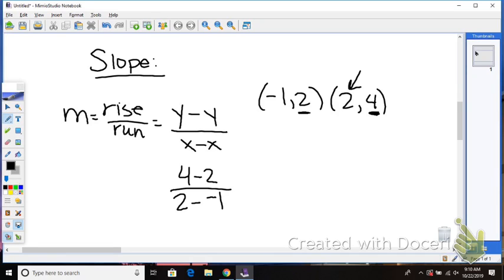So that was the whole point of the y2, y1. It was just so you would organize, so you would pick whatever y value goes first on the top, its x value goes first on the bottom. So what happens with minus and negative? Adds. So I have 4 minus 2 is 2. 2 plus 1 is 3. So my slope would be 2 over 3. Easy enough?